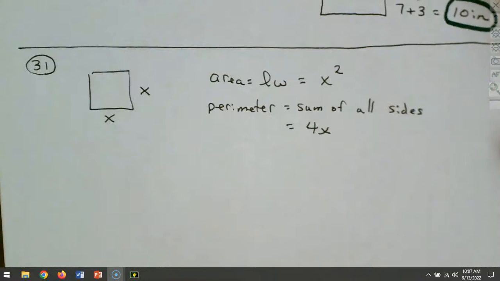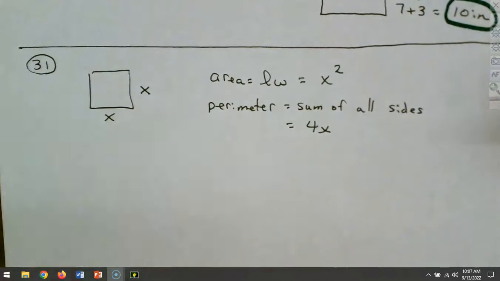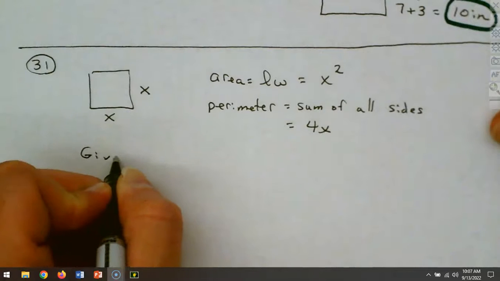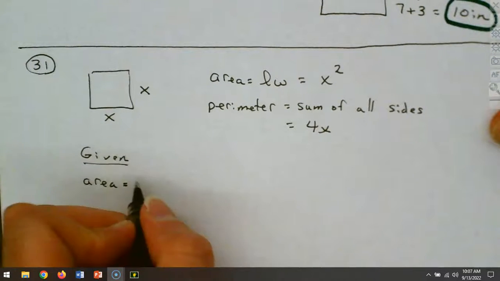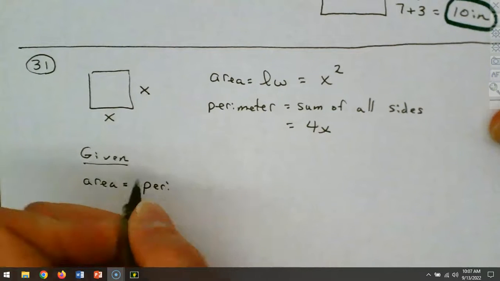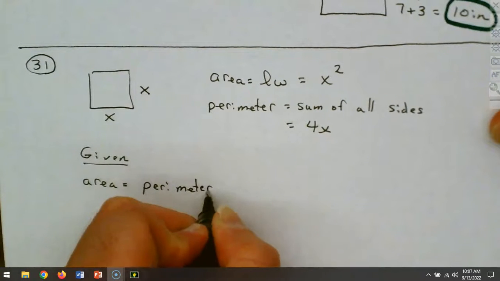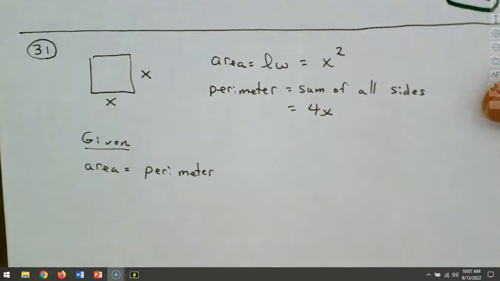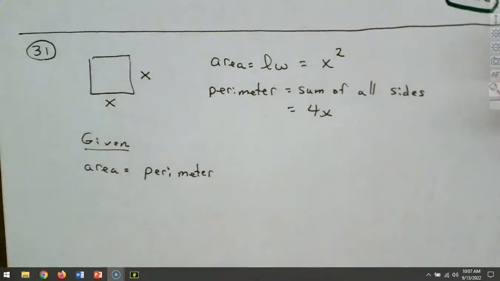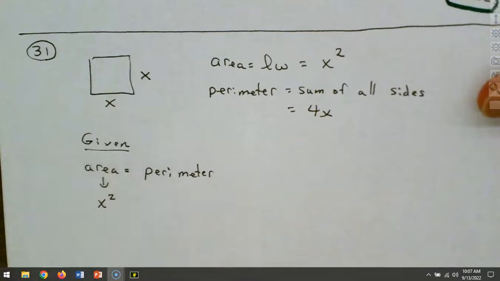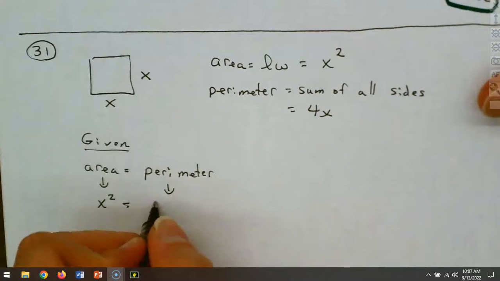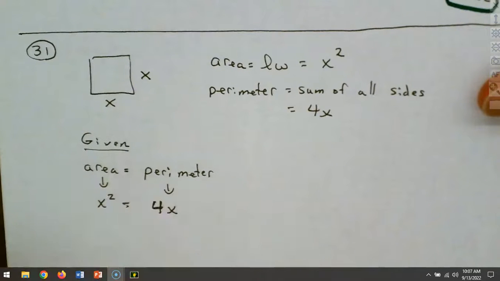Now, what is given in the question? We are given this. We are given the fact that the area is going to equal the perimeter. So that's given. So the area is going to equal the perimeter. Well, what do we know about the area? We found that to be what? x squared. And what about our perimeter? We found that to be 4x, didn't we?